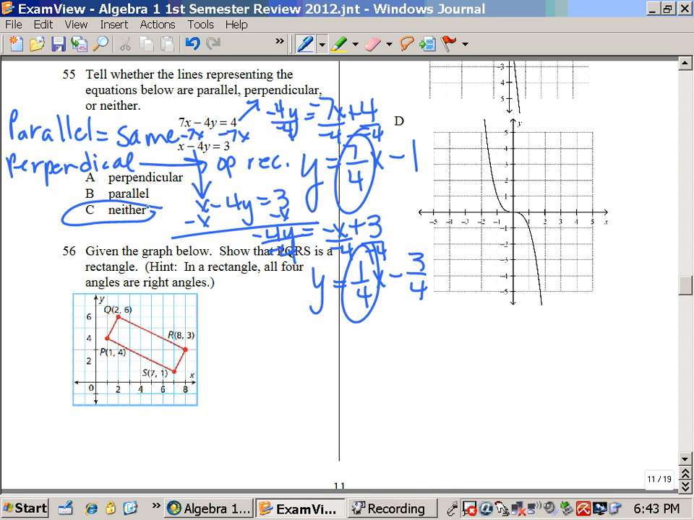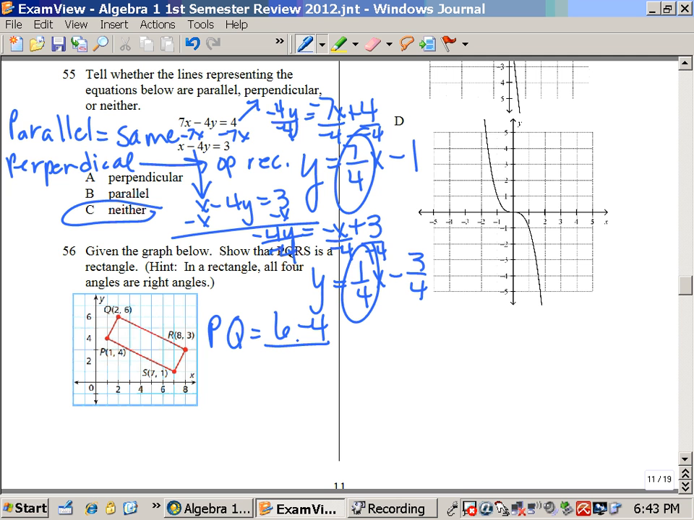On number 56, I have to show that it's a rectangle. In other words, I need to show that I have right angles. To show I have right angles, I can show that they are perpendicular by knowing that the slopes are opposite reciprocals. Let's start with PD. Not PD, what is that? PQ. PQ, so I'm trying to find the slope.